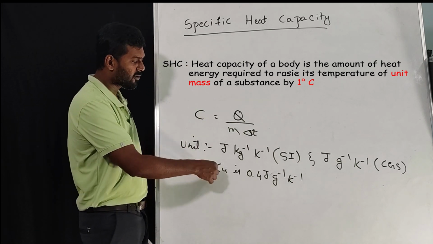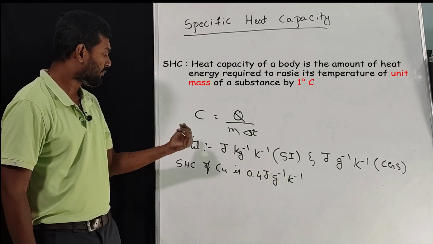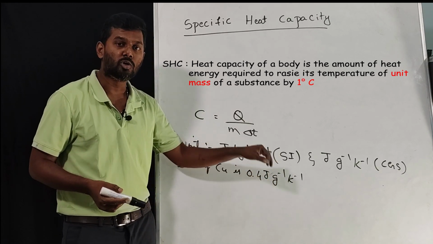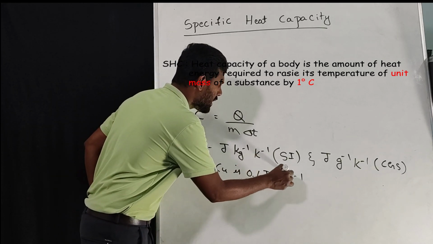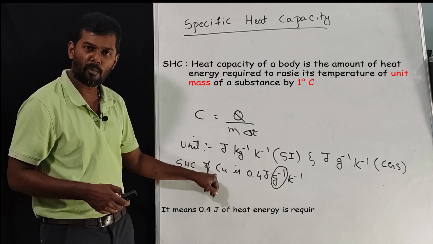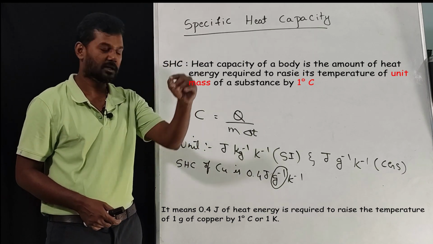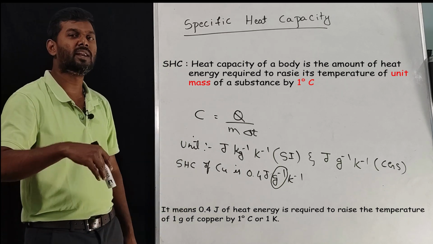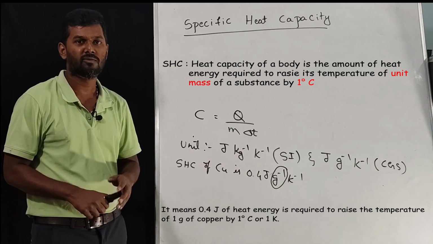See, specific heat capacity of copper is 0.4 joules per gram per Kelvin. That means copper requires 0.4 joules of heat energy to raise the temperature of 1 gram of copper by 1 degree Celsius. I'll repeat. Copper requires 0.4 joules of energy to raise the temperature of 1 gram of copper by 1 degree Celsius. So to increase 1 degree Celsius of 1 gram of copper, it requires 0.4 joules of energy.